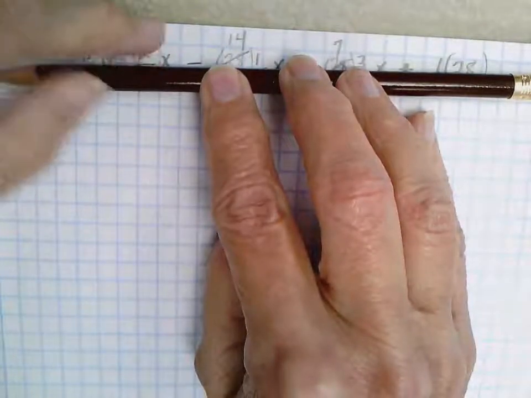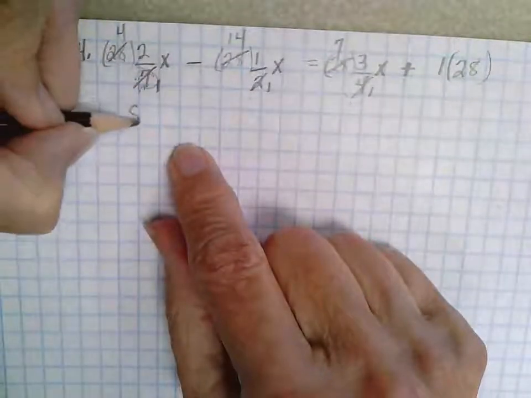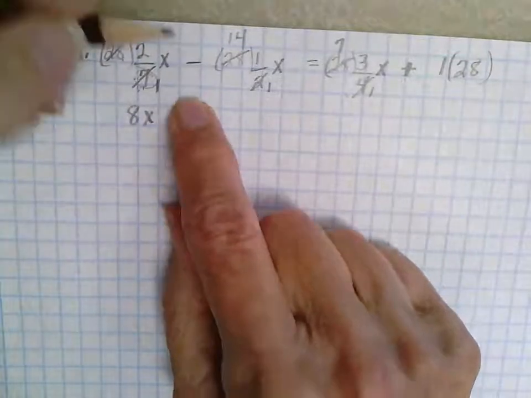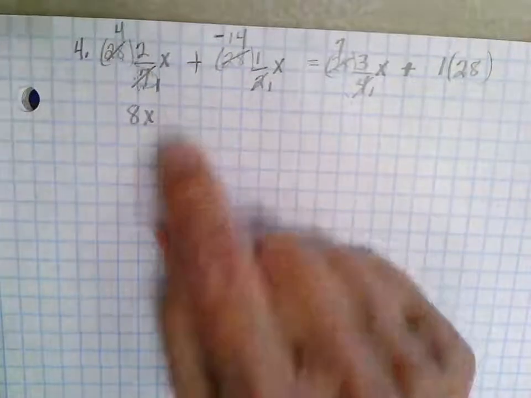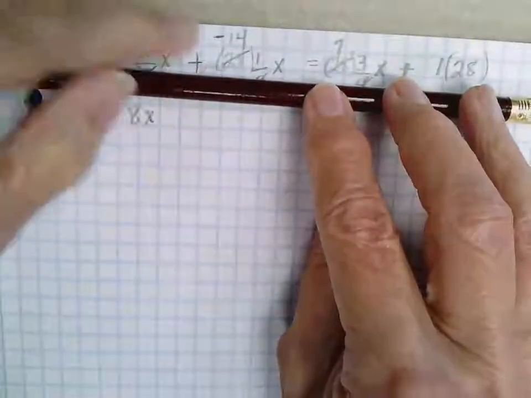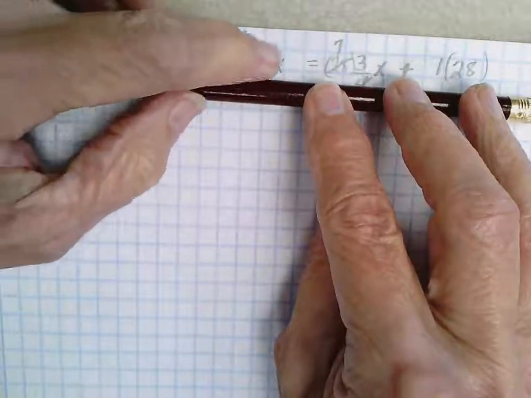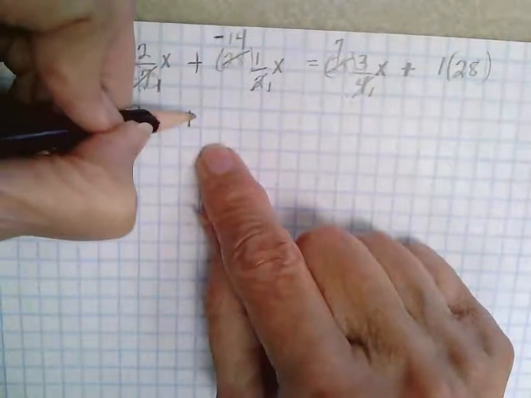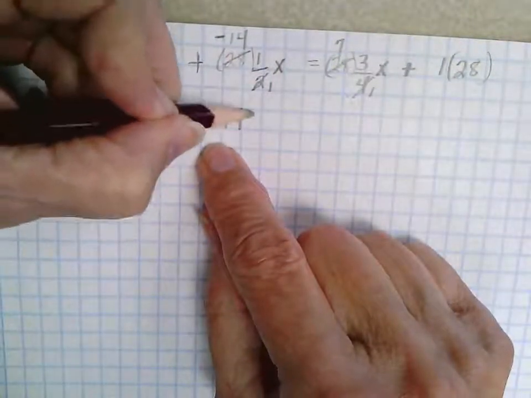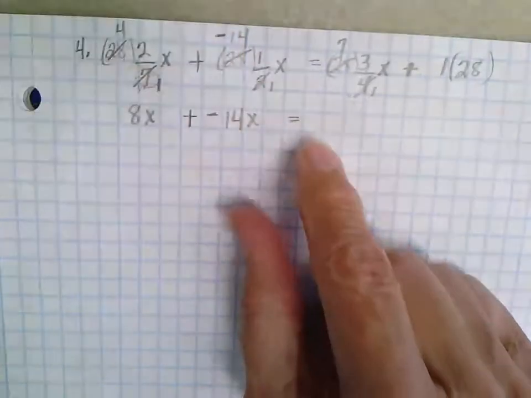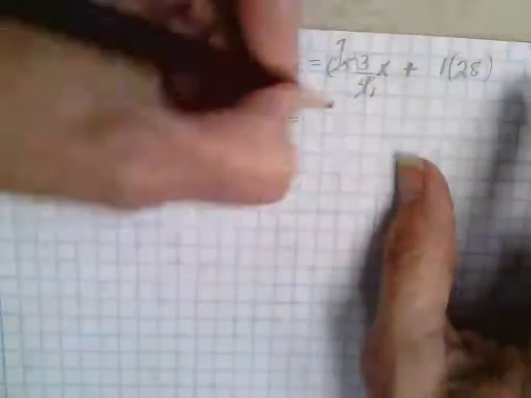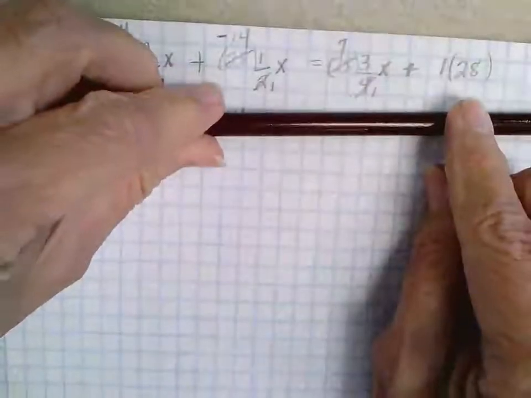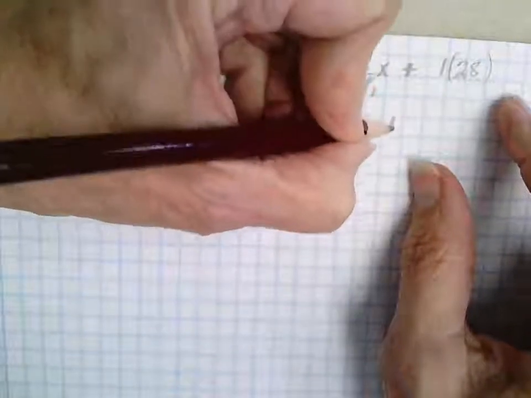4 times 2x is 8x. Let's see, this is plus a minus. So negative 14 times 1x is negative 14x, which is equal to 7 times 3x, which is going to be 21x. And plus 1 times 28 is going to be 28.